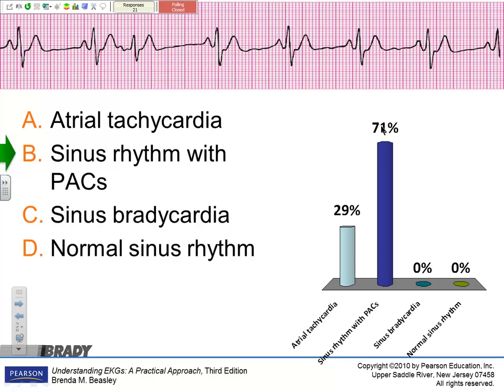Sinus rhythm with PACs. Where is the premature atrial contraction? Right there. These P wave, P wave, P wave, all those look alike. This is a funky P wave, and it's early. And you can tell it's early because if it was regular, it should have been over here somewhere. So that makes it early.